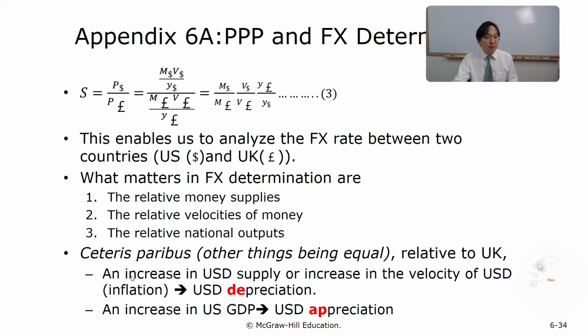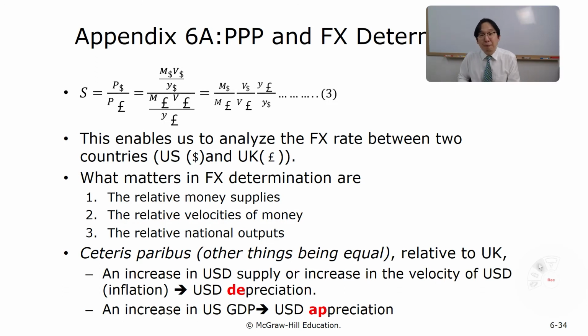Relative to the UK, an increase in US dollar supply or an increase in the velocity of the US dollar will create more inflation in the US rather than the UK, right? The US dollar will accordingly depreciate because of the more inflation that we expect. Number two, an increase in US GDP will be followed by US dollar appreciation.